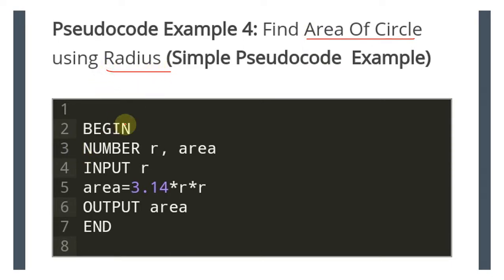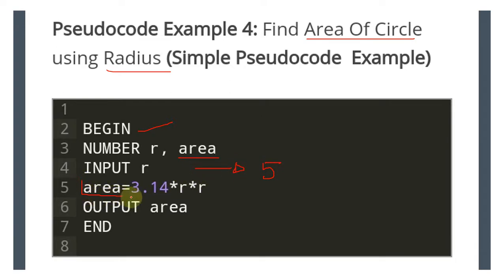Using radius. Say begin, so the code will start. Input number R and area: R for radius, and area is to be calculated. Input R means you will input the R value. Say the R value is 5.